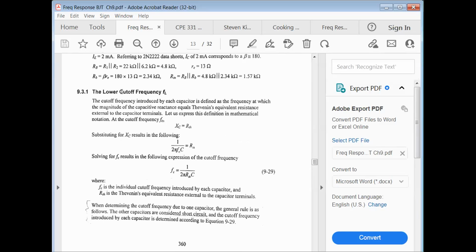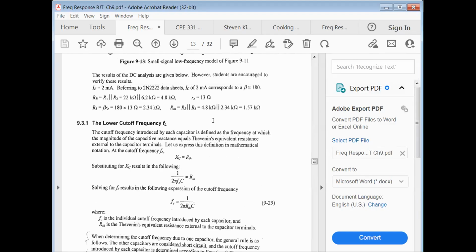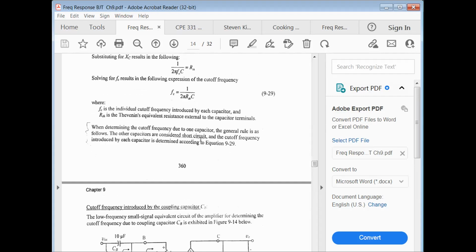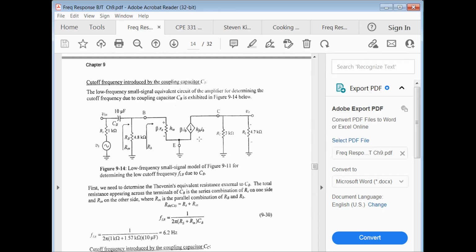So I'm just going to walk through this quickly because we've already done this before. For the lower cutoff frequency, there are 3 poles: the pole due to this bypass capacitor, this coupling capacitor, and this coupling capacitor. And we saw in one of the other analyses that this will be the dominant pole.